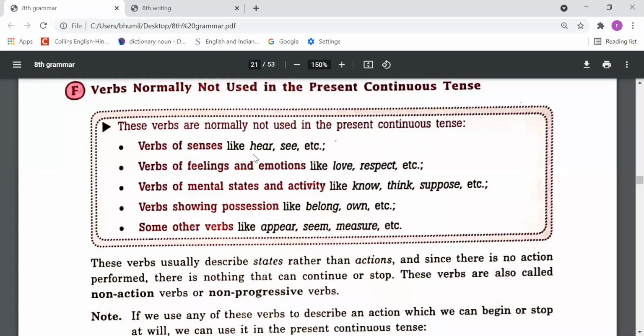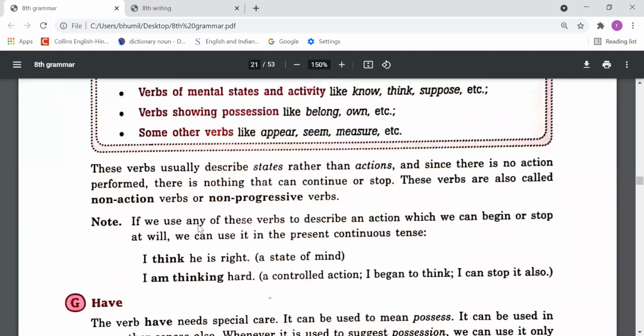That's why all these verbs are called non-action verbs. In this example, you can see, "I think he's right," "I am thinking hard." If we take the word think, there are two meanings of think. One is consider and the second is a state of mind. Think meaning one, like in Hindi we say sochna, that's an action verb, but lagna, that is not an action verb.